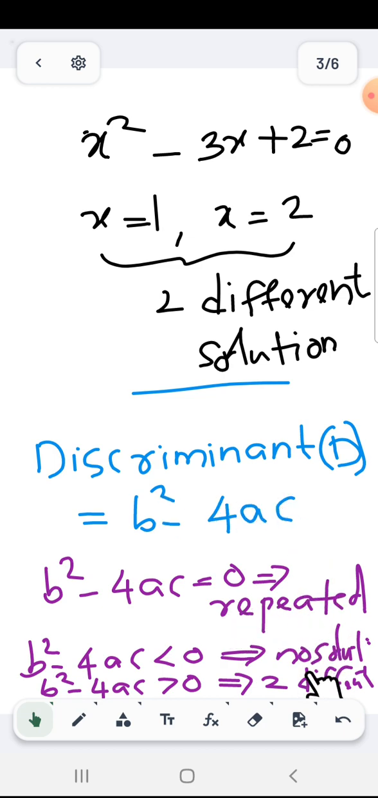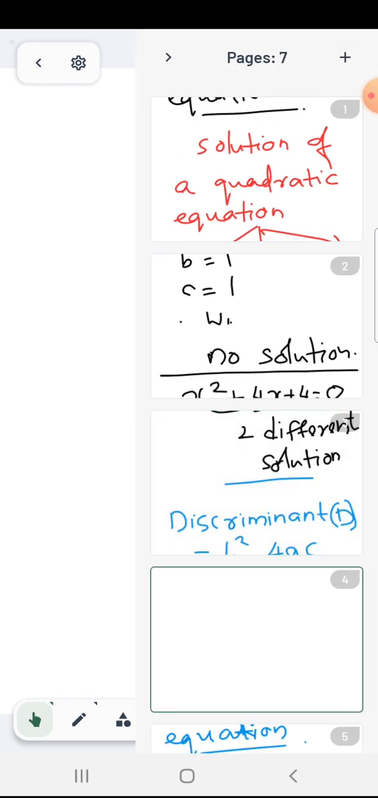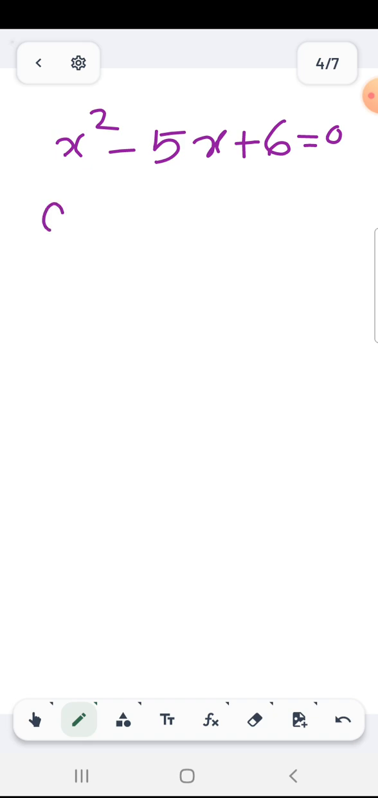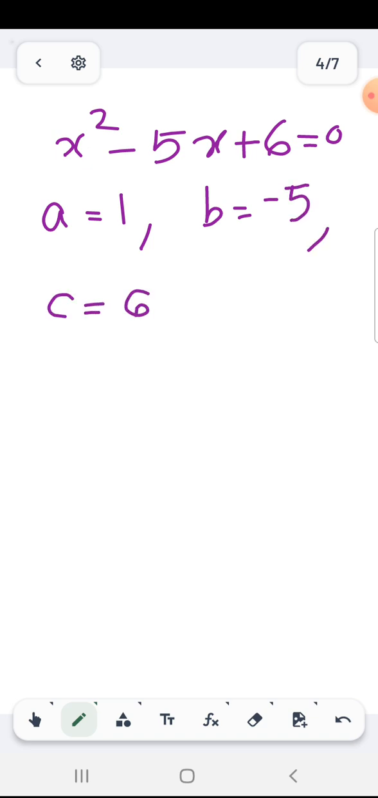nature of its roots. So in another question, for example, if we have x square minus 5x plus 6 equal to 0, we are not going to solve this equation. We are going to predict the nature of the solution of this equation. So first of all, we will write a, b and c. A is the coefficient of x square, which is 1 here, and b is the coefficient of x, which is minus 5, and c is the constant term 6.